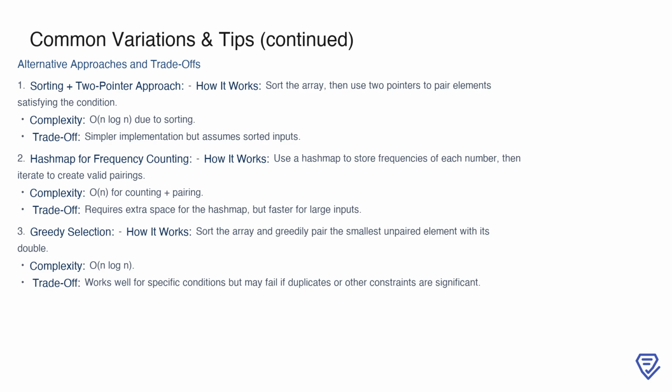Finally, a greedy selection approach involves sorting the array and greedily pairing the smallest unpaired element with its double. This also has a complexity of O(n log n), and is effective for specific constraints, but it may fail when duplicates or other edge cases aren't properly handled. Understanding these trade-offs helps you choose the best approach for a given scenario.